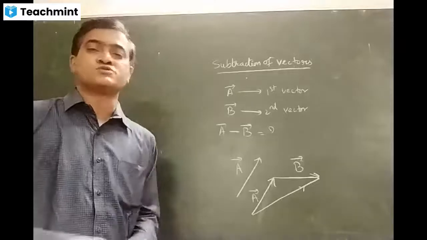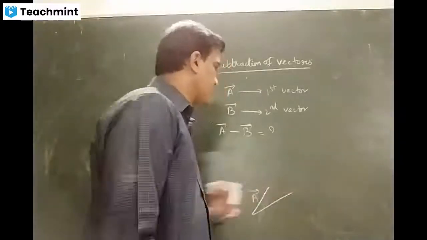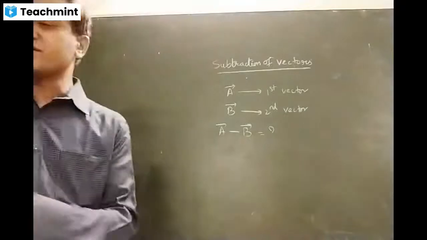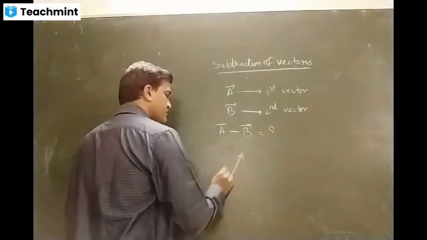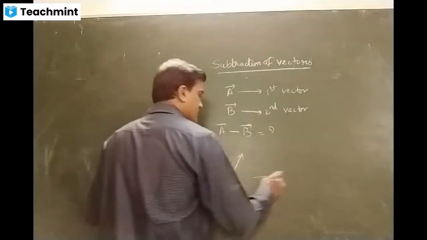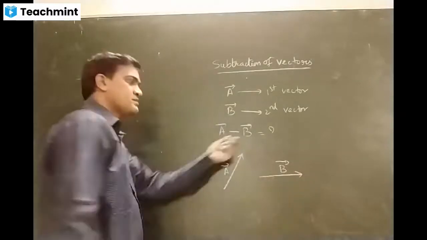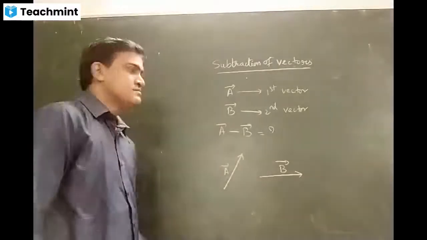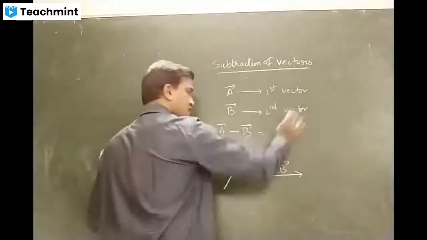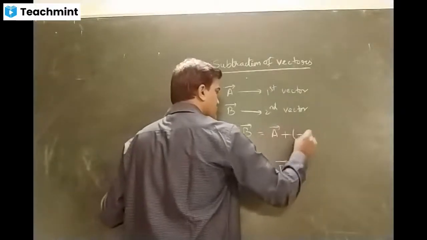So how to approach this? Let me do it. I have given two vectors like this. I have given this as vector A, and I have given another vector as vector B. I want to subtract B bar from A bar. Then I can write like this: A bar minus B bar as A bar plus minus B bar.